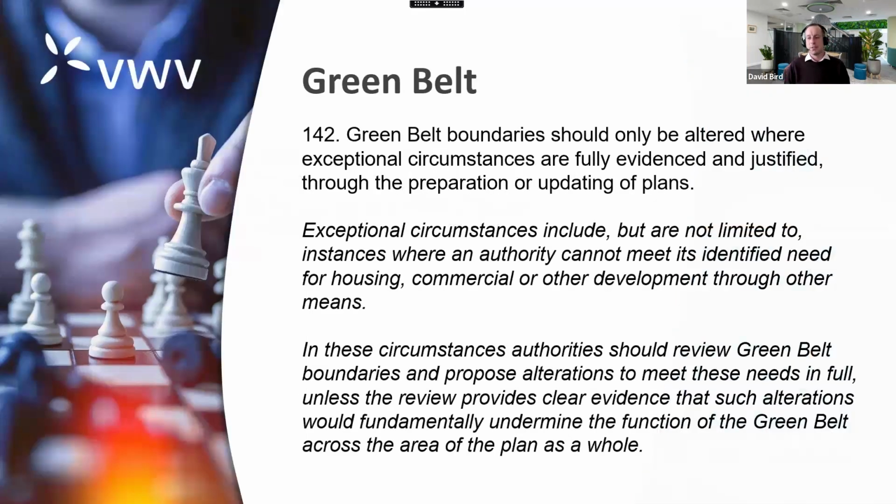Greenbelt is where the fight is going to be over the next few years. I suspect this is not well worded yet. I'm hoping the government will tidy it up. But Greenbelt boundaries should only be altered where exceptional circumstances are fully evident and justified. So now they've given some guidance as to what exceptional circumstances include, and it includes where the authority cannot meet its identified need for housing. So that's going to require, I think, a lot of local authorities to look again.